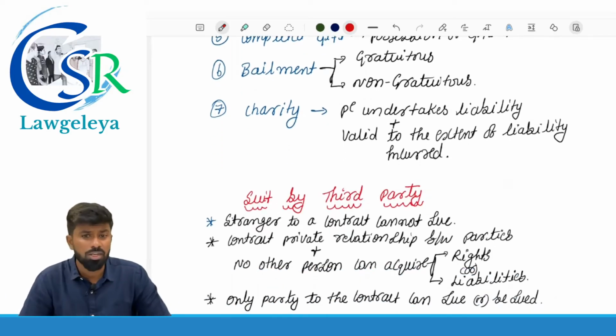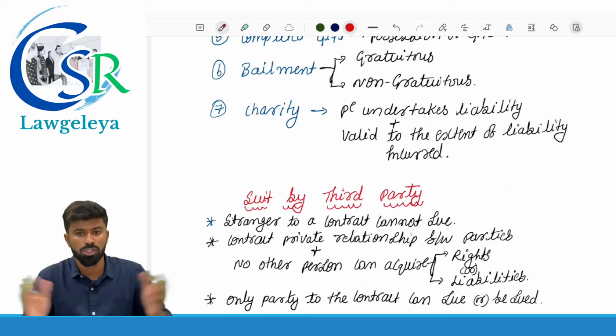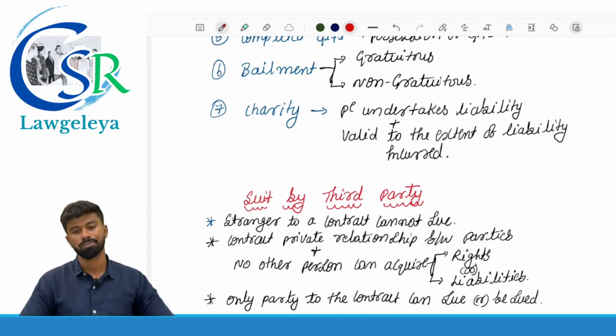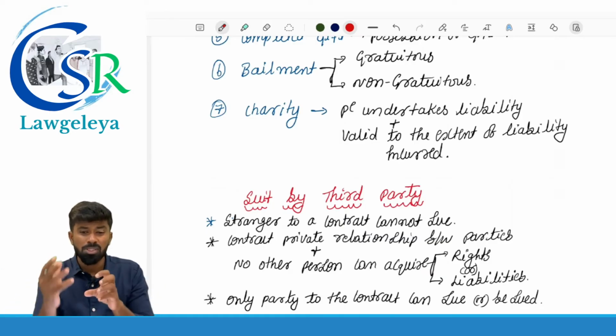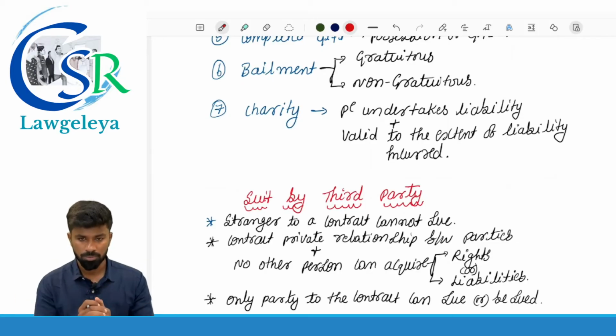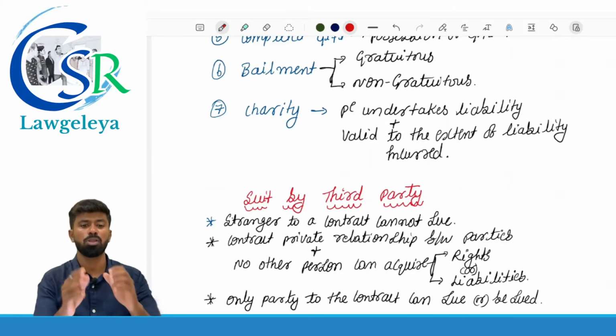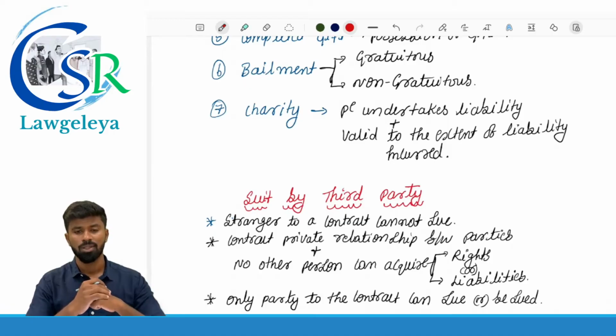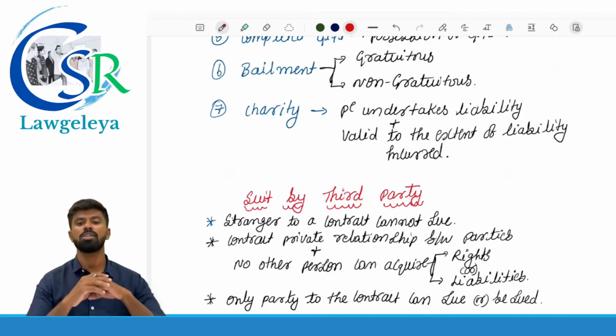Charity. Generally charity agreements are not enforceable by law because there is no consideration for both the parties. But if the promisee has undertaken some liability or if he has done something based upon the promise of the promiser, then to the extent of work done, is it valid? Yes, it is valid and it is enforceable by law.